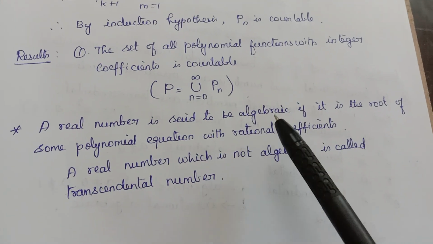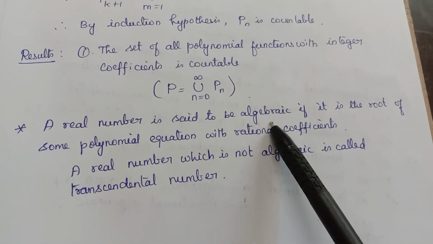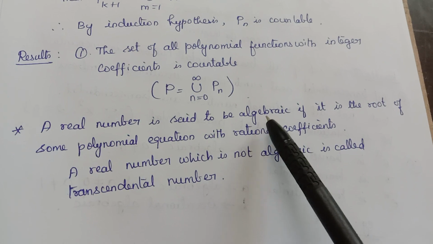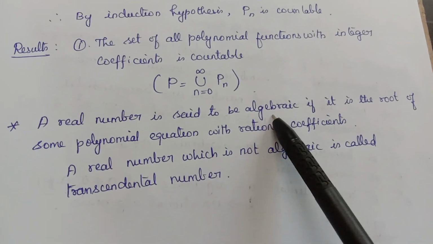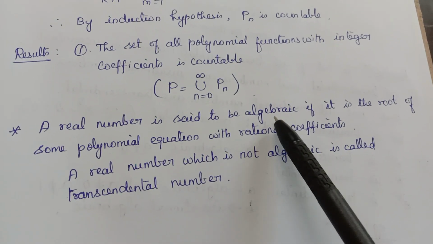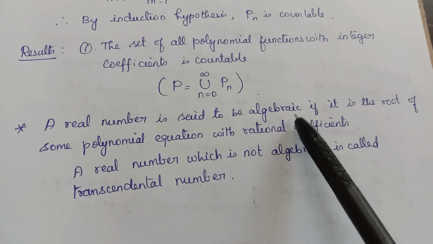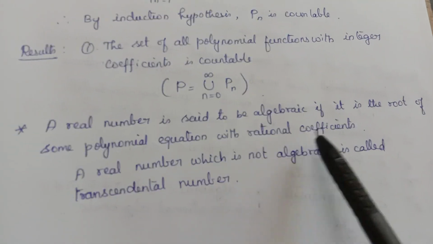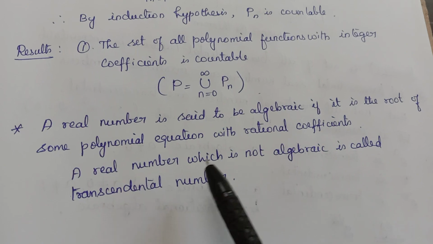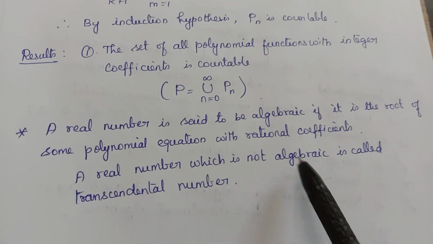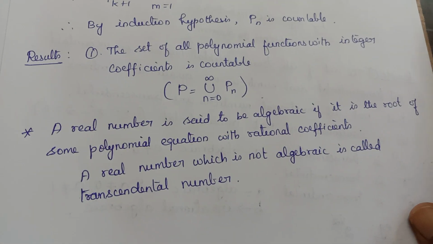Algebraic number means if you have a polynomial with rational coefficients, the roots of the polynomial are called algebraic. So a number is said to be algebraic if it is the root of some polynomial equation with rational coefficients. If any number is not algebraic, that number is said to be a transcendental number.